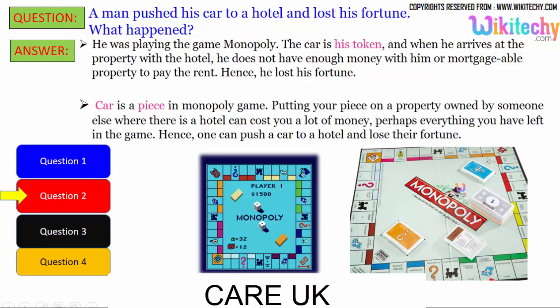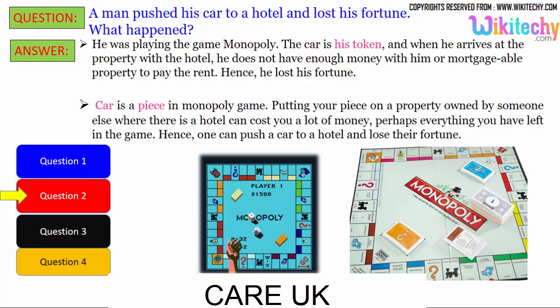He's playing the game Monopoly. Car is a piece in the Monopoly game, simple. He was playing the game Monopoly. The car is his token. And when he arrives at the property with the hotel, he does not have enough money with him or mortgageable property to pay the rent. Hence, he lost his fortune.